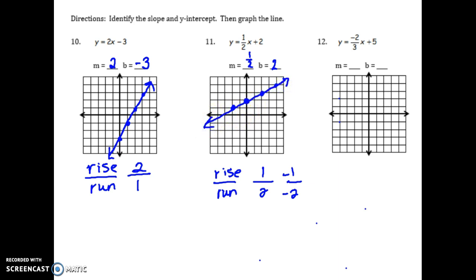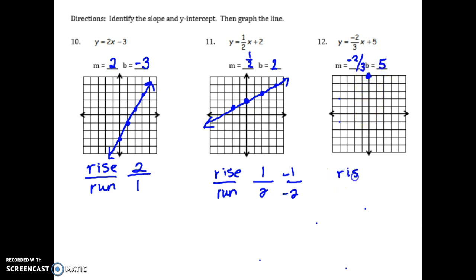And I like to usually check and say, okay, does that have a positive slope? Yes, it does. This one has a positive slope. All right, number 12, though, has a negative slope. The slope is -2/3. The y-intercept is 5. I'm going to start at 5. 1, 2, 3, 4, 5. So there's my starting point.